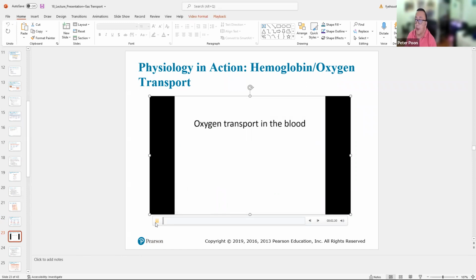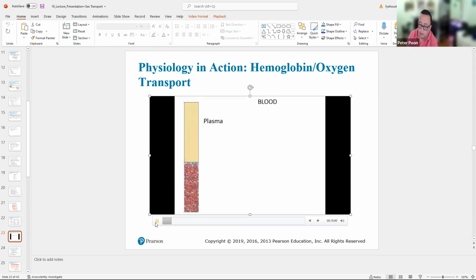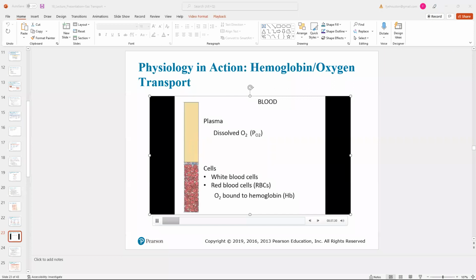In this video, we are going to look at the role that hemoglobin plays in determining how much oxygen can be transported in the blood. Without hemoglobin present, cells cannot get enough oxygen to stay alive. Blood has two main components, the liquid portion known as plasma, and the red and white blood cells. Plasma contains dissolved oxygen, indicated by the PO2 of the plasma. Red blood cells carry oxygen on the iron-containing pigment called hemoglobin. In a normal person, more than 98% of the oxygen carried in blood is found bound to hemoglobin.